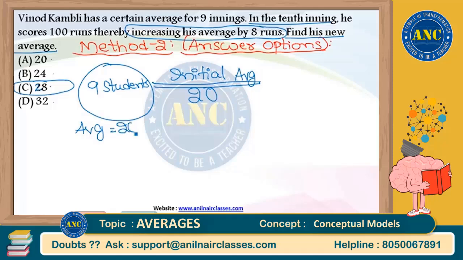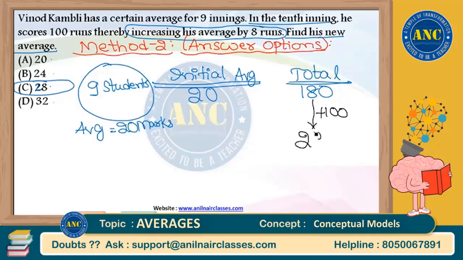The initial average is 20 marks, and there are 9 students. All the 9 students will get 20 marks. So the total will be how much? 20 into 9, 180 marks. Total is 180 marks as of now, according to my assumption. In the 10th innings, he is scoring 100 runs extra. Now the total is 280 marks.